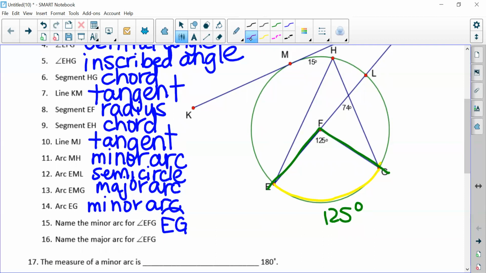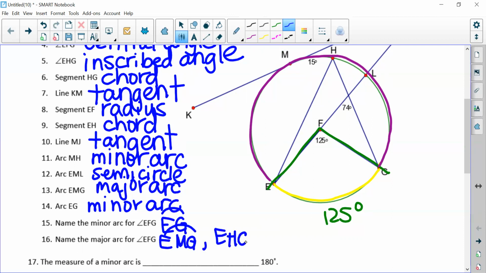Y'all look, if the minor arc is down here, the major arc is this part of the arc that's all the way around the outside, okay? So we could call it arc EMG. We could call it arc EHG. We could call it arc ELG. We're still talking about the same major arc.